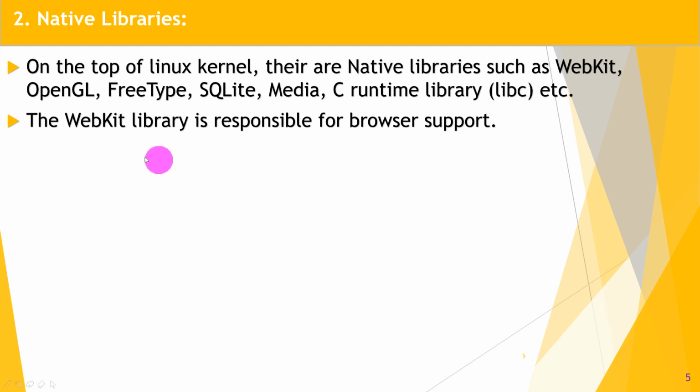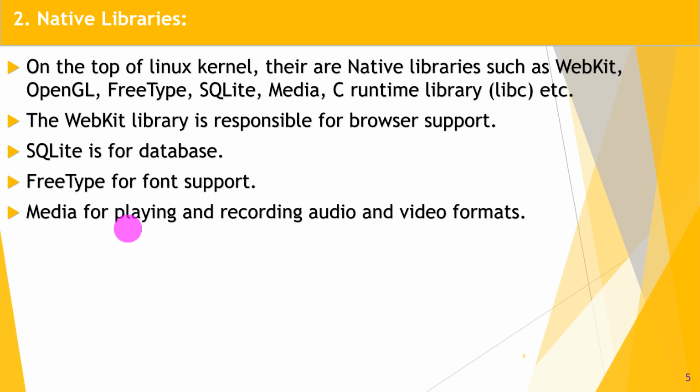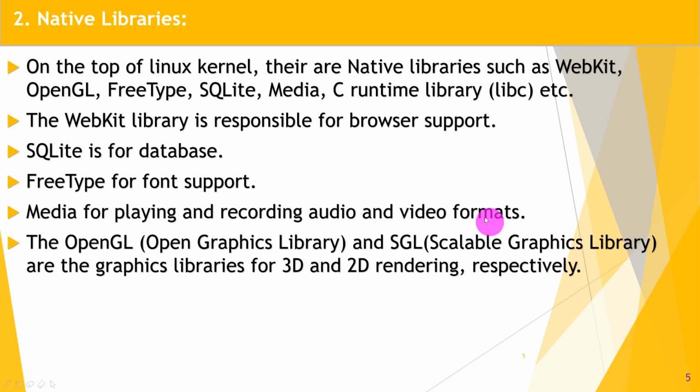So what is the WebKit library? It is responsible for browser support, SQLite for database, FreeType for font support, Media for playing and recording audio and video formats. What is OpenGL? OpenGL, that is Open Graphics Library, and SGL, that is Scalable Graphics Library. Both these types of libraries are related to graphics. These are graphics libraries for 3D and 2D rendering respectively.